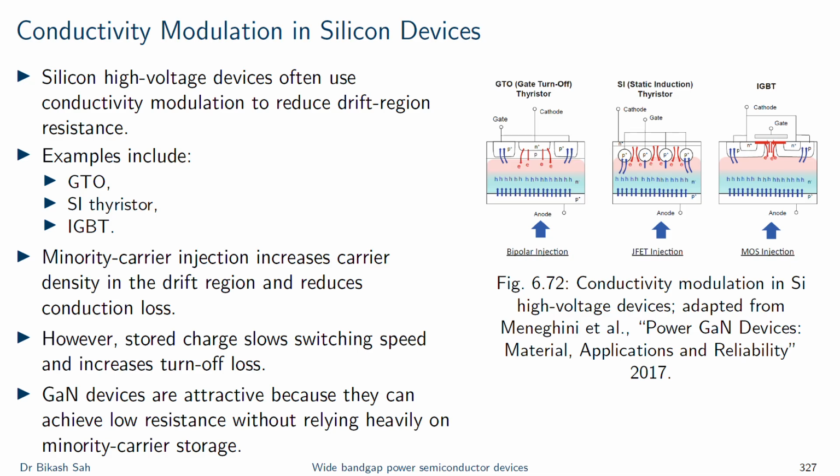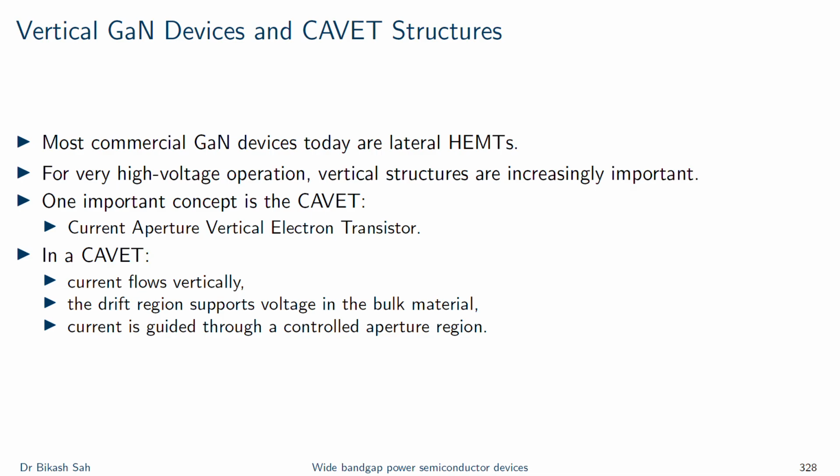The contrast is actually fundamental. Silicon high voltage devices often trade speed for low conduction losses through conductivity modulation, and GaN aims to achieve low resistance through material properties and heterostructure design while preserving the fast majority carrier behavior.